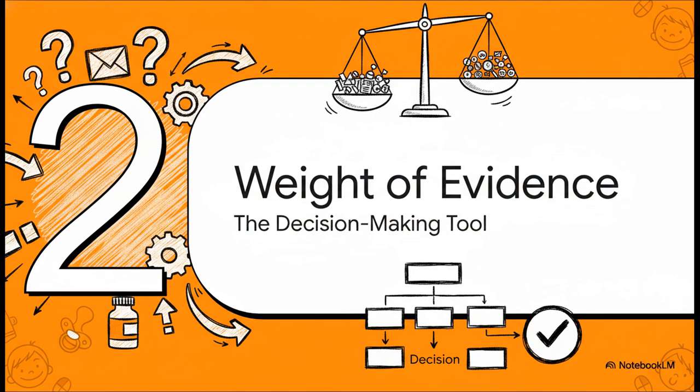Okay, so if just shrinking the dose is out, how in the world do we figure out what safety tests are actually necessary? This is where the star of the show comes in. The weight of evidence approach. It's the central decision-making tool in this whole process.